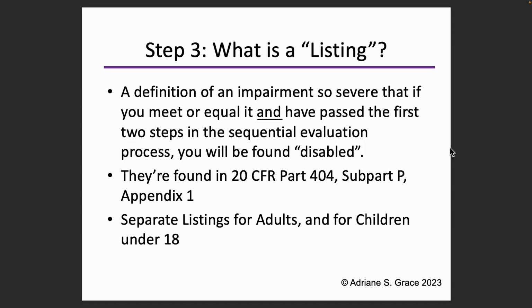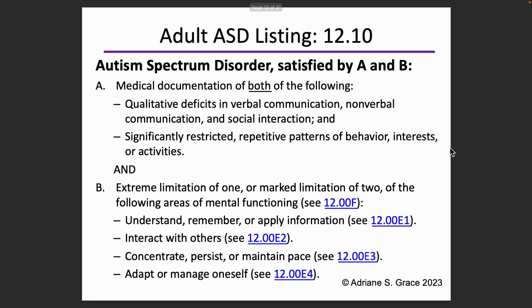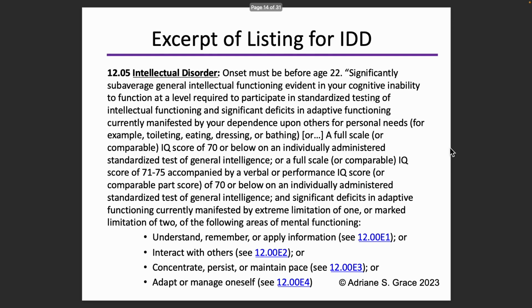So let's look at one of the listings. Okay, here's the one for autism. This probably doesn't make any sense to you, but they will be looking at your child's medical records and in some cases evidence you submit to decide if your child meets this listing. Let's look at another example.